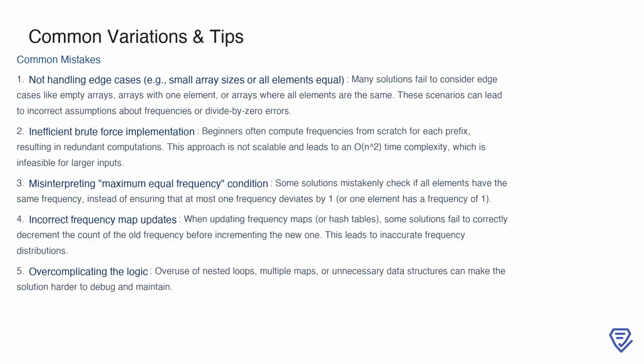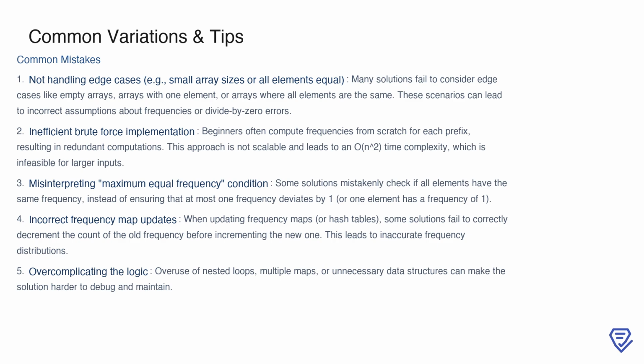Another pitfall is implementing a brute force solution that recalculates frequencies from scratch for every prefix. This leads to redundant computations and an inefficient O(n squared) complexity, which won't work for large inputs. Additionally, many misunderstand the maximum equal frequency condition. Instead of ensuring all elements have the same frequency, the goal is to allow at most one frequency to deviate by 1 or to have one element with a frequency of 1.